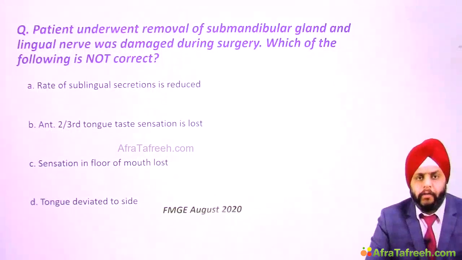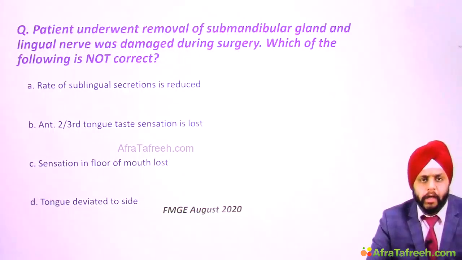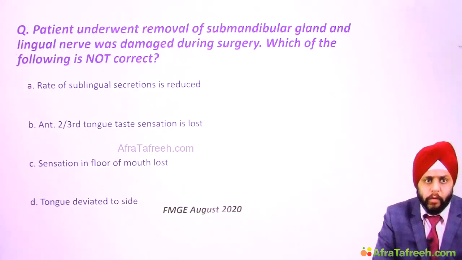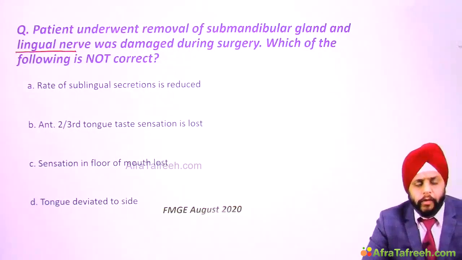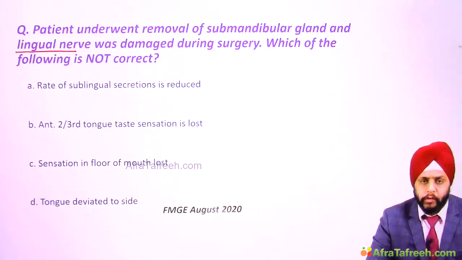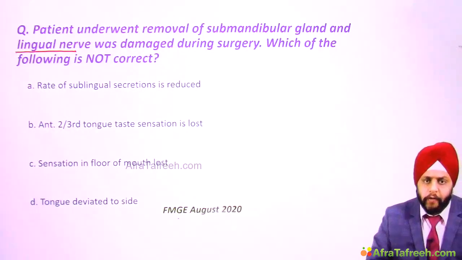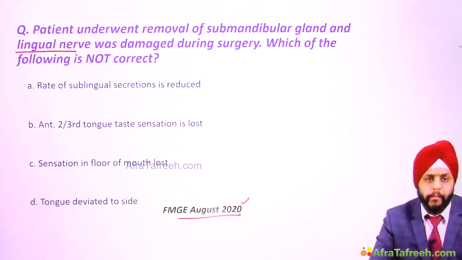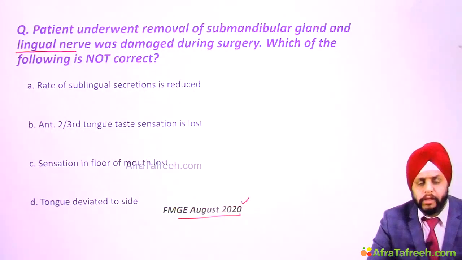A patient underwent removal of the submandibular gland and the lingual nerve was damaged during surgery. So they have mentioned that the lingual nerve was damaged. Which of the following is not correct? You see, this question was asked recently in the FMG August 2020 exam. Rate of sublingual secretions is reduced.